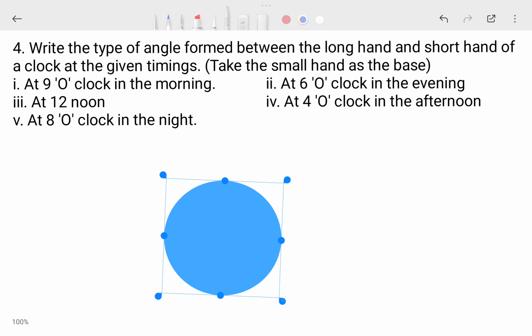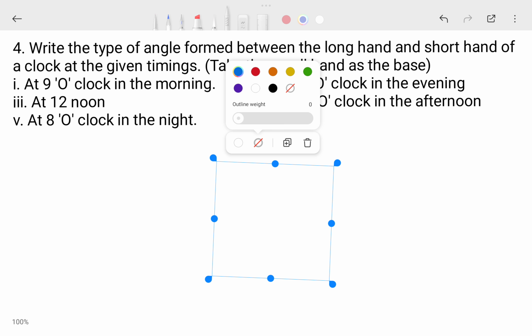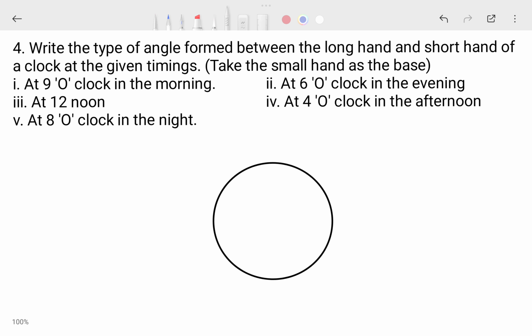Okay, now it is okay. So now this is a circle. Okay, now let's understand this one. We choose the black line. Okay, so this is a circle.